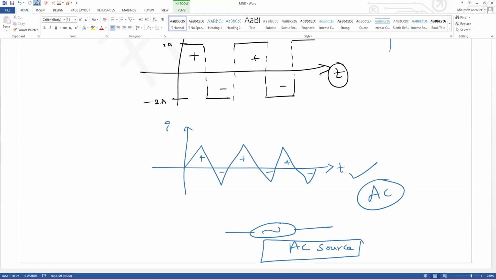So always the current generated by all the power stations is what current, everybody? AC current, alternating current. Do you all understand? So that is what is called AC current and DC current. DC current means unidirectional. AC current means it keeps on changing its direction. That is what we call AC current. Till here, everybody.